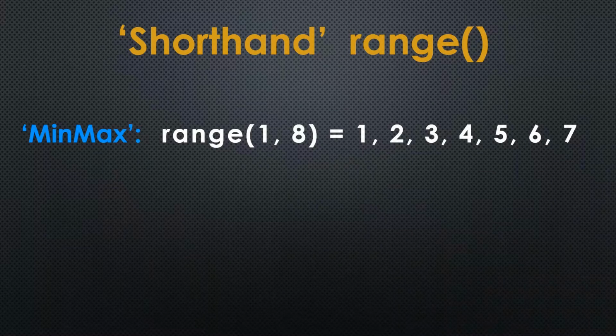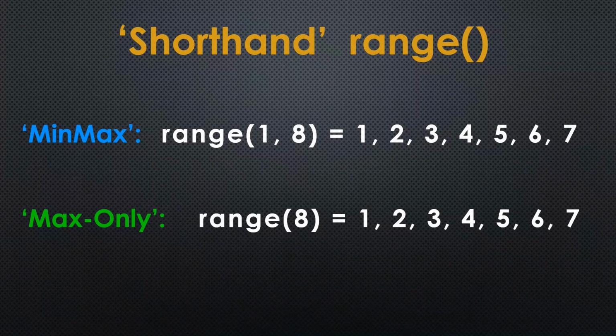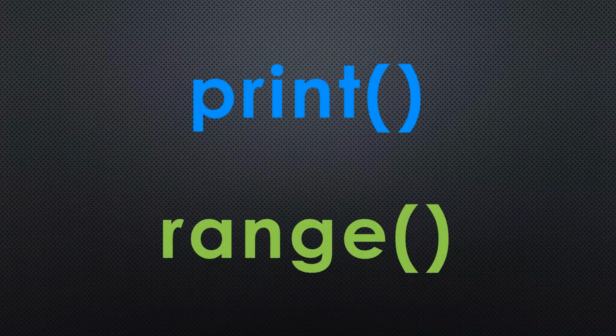The second and probably most common way of using the range function is what I call max only. As the name suggests, in this case, only the maximum value is explicitly stated, while the minimum and interval are both taken to be 1. For example, range of 8 will generate the series 1, 2, 3, 4, 5, 6, 7. In this case, the initial value and the step are both taken to be 1.